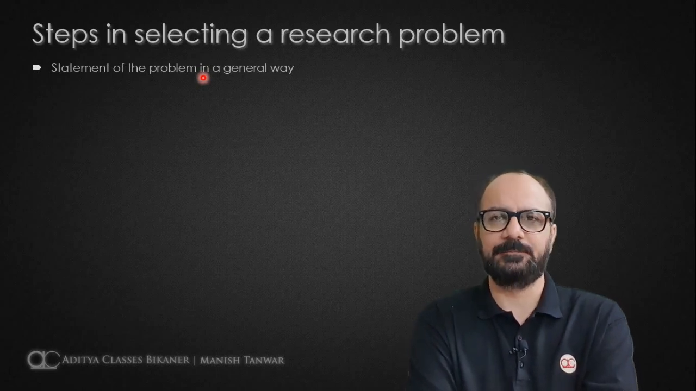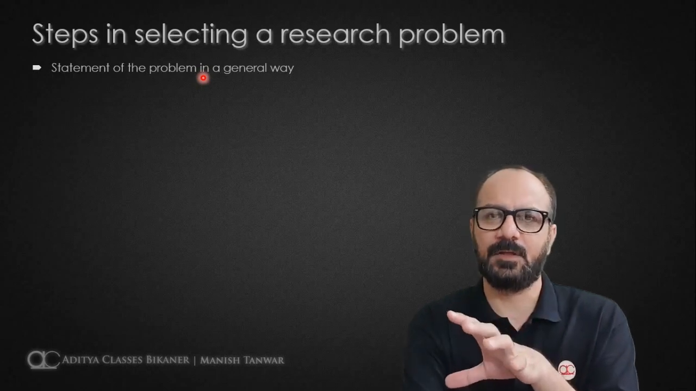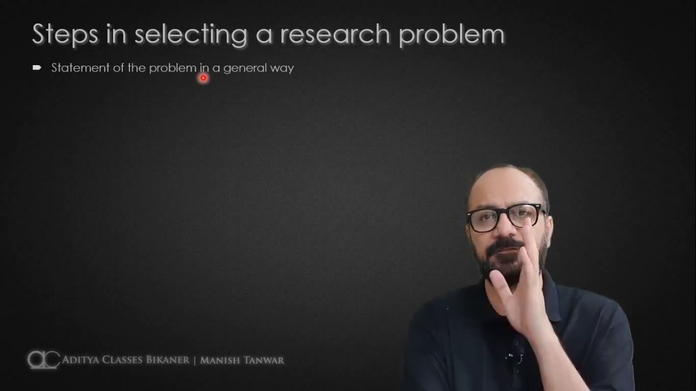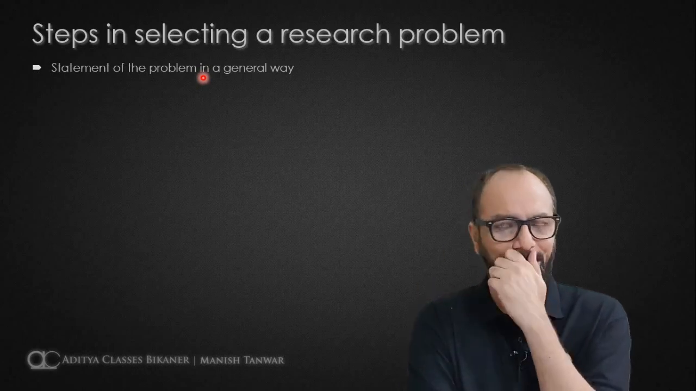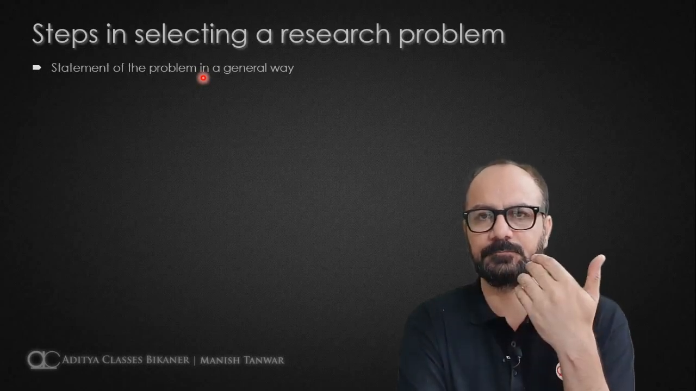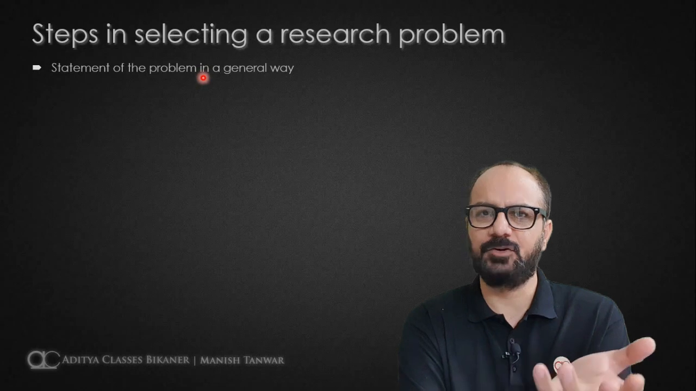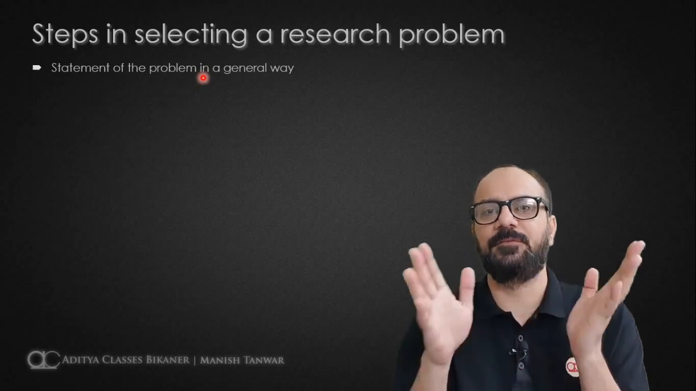To start with, you should give a very general statement of your research problem. Don't try to be very precise in first go. A general statement of problem would be, I need to buy a mobile. If we take a personal problem, I need to buy a mobile. This is a general form of a problem.